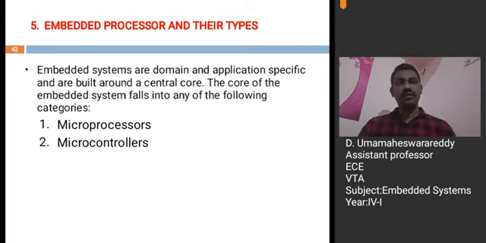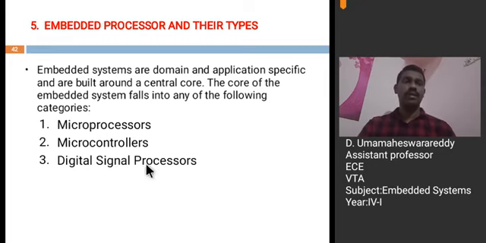Next, DSP, digital signal processors. These digital signal processors are mainly used in embedded applications which need audio, video and signal processing, and in communication applications.